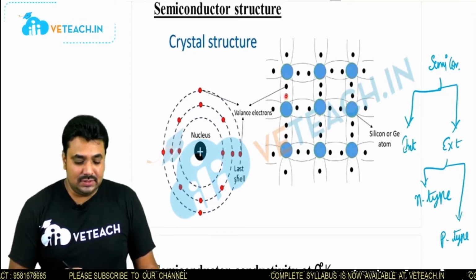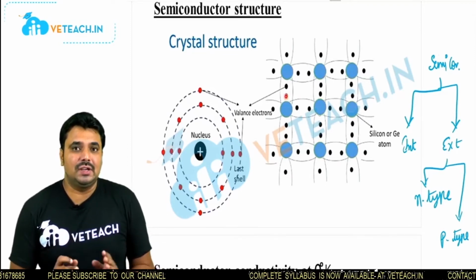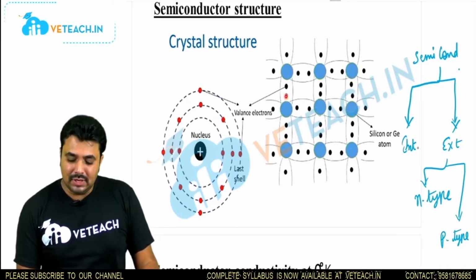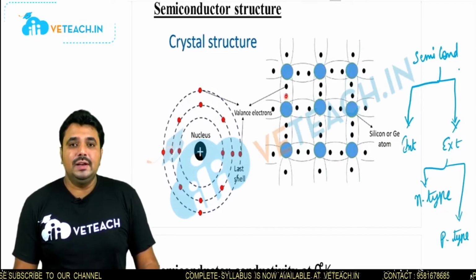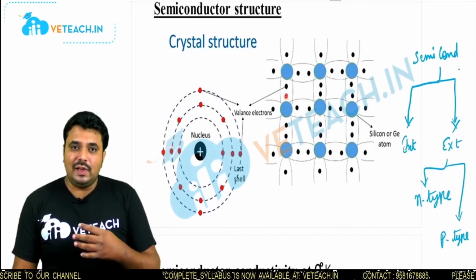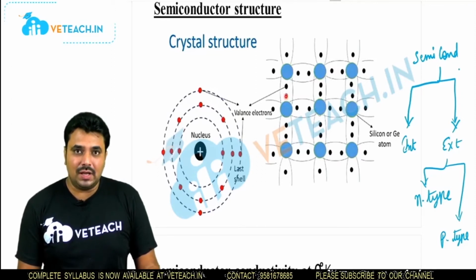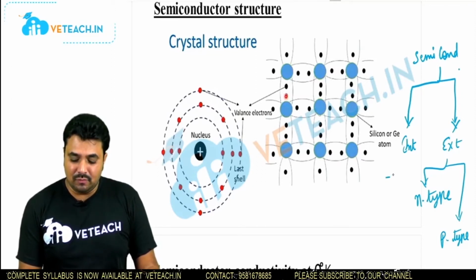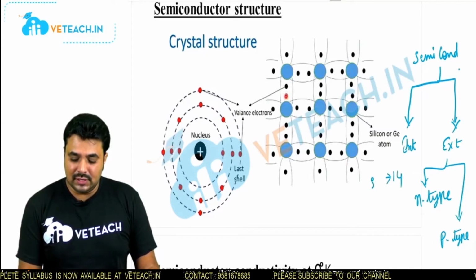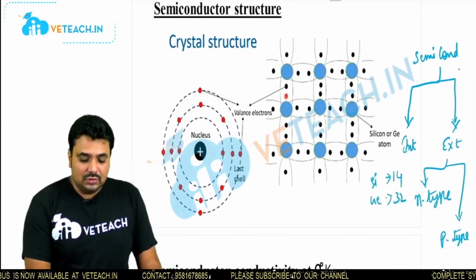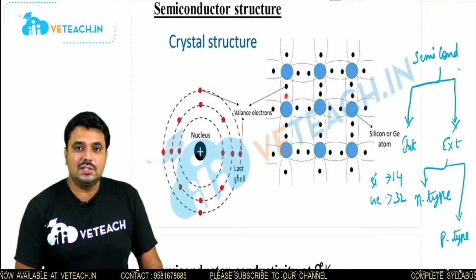Intrinsic semiconductor means the pure semiconductor, which has 4 valency electrons. In an intrinsic semiconductor material, from the periodic table we are taking the 4 valency electron elements, that is germanium and silicon. The atomic number of silicon is 14, and for germanium it is 32. So this is the crystal structure of the semiconductor.